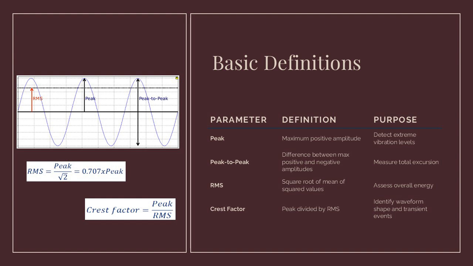These terms help analysts quantify vibration severity and identify abnormal patterns. For example, a high crest factor may indicate transient impacts or bearing faults, while RMS is often used to assess overall machine health. Understanding these definitions ensures accurate interpretation of vibration data and supports effective troubleshooting.